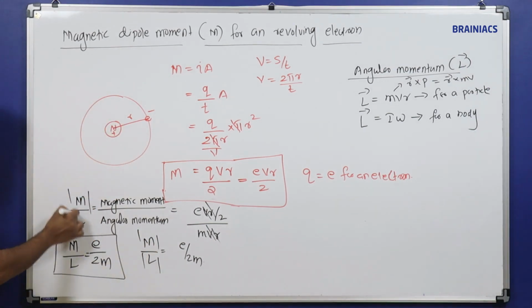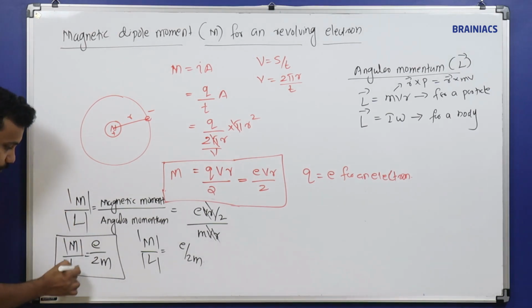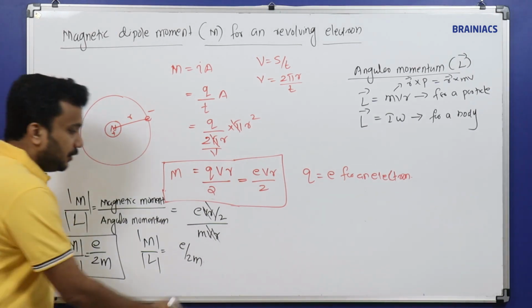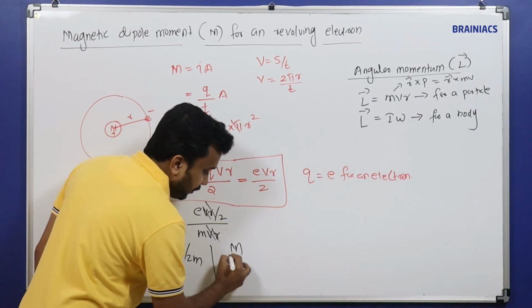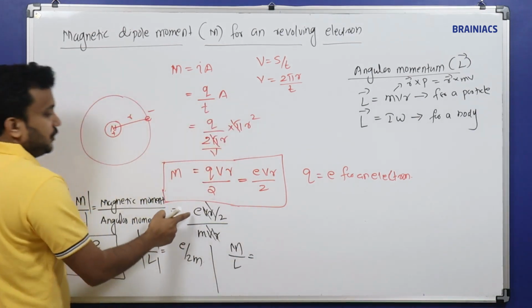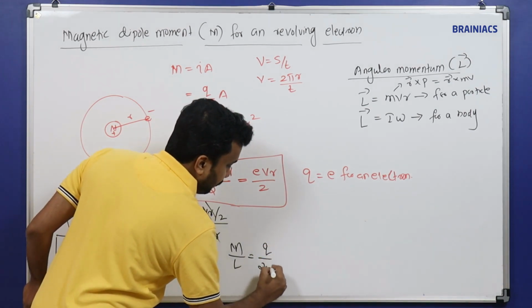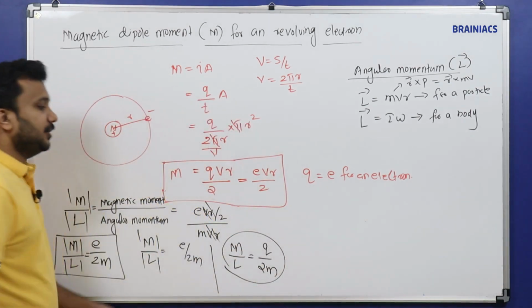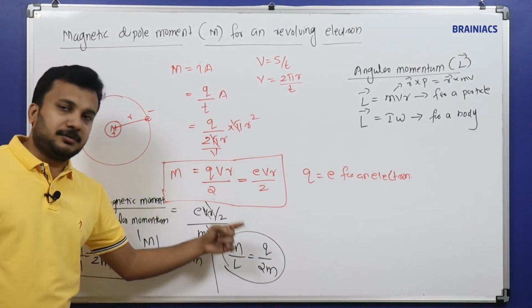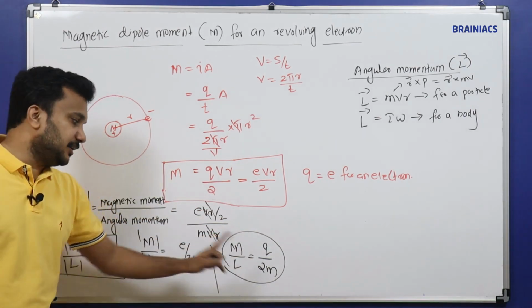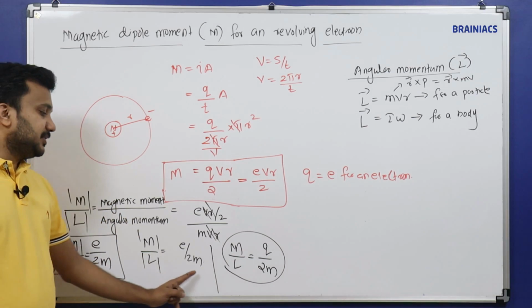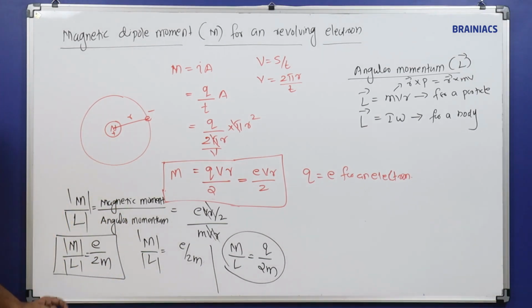So I am putting a magnitude like this if I am writing e. Or without the magnitude, you can write a general charge Q by 2m instead of e. Here Q means any charge, whether it's a proton or an electron, positive or negative. If you're writing specifically for an electron, you can put these notations over here.